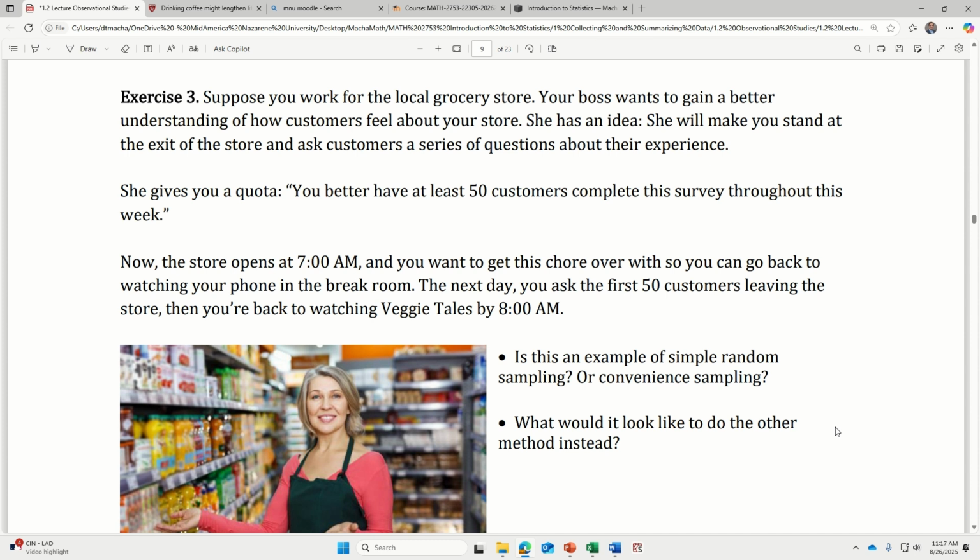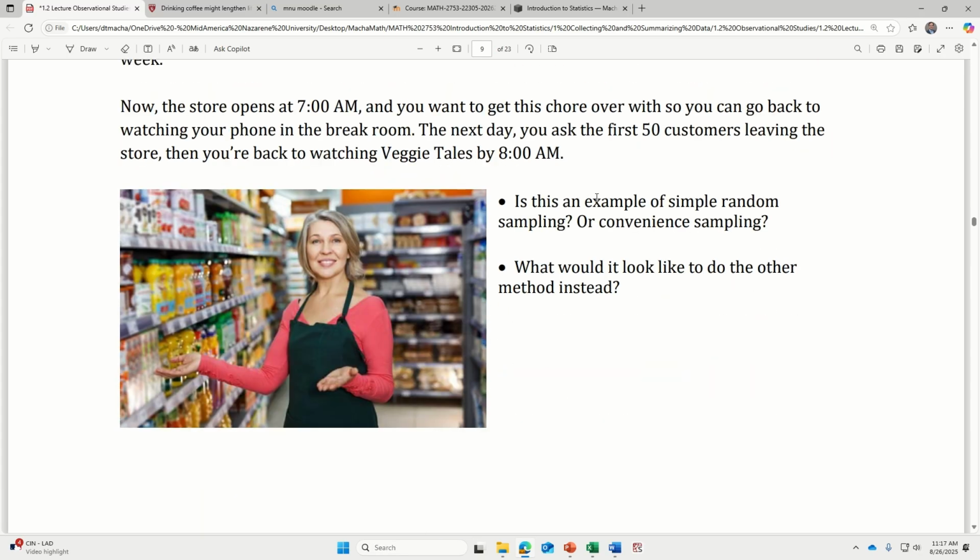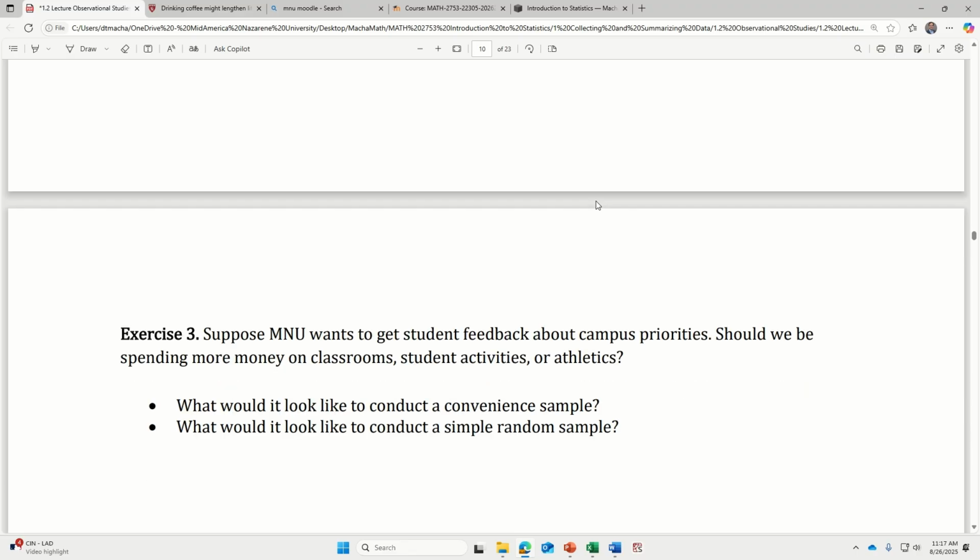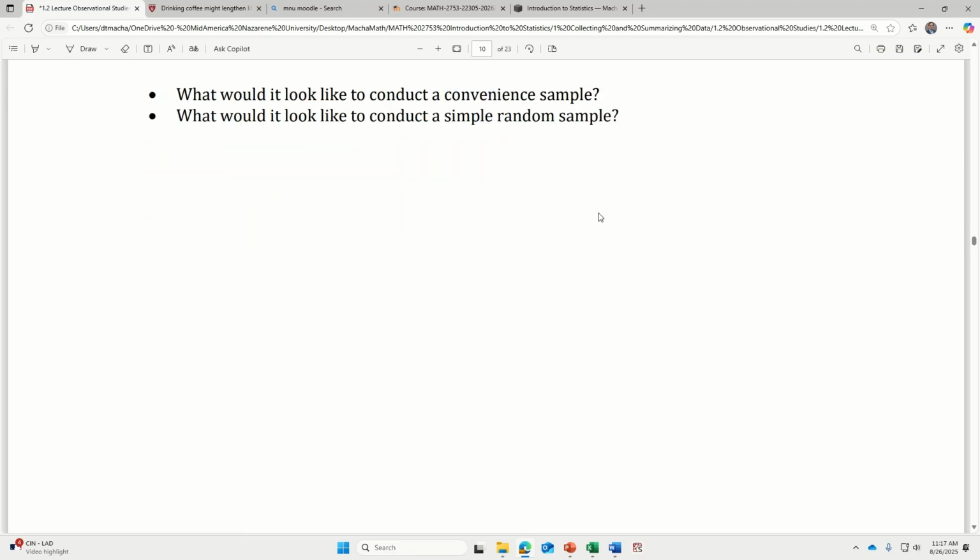And then you'd use a random number generator to select customers from that list, and you'd have to call them and try to get them to answer the phone when it's not a number that they recognize. It would be very difficult to do a simple random sample. However, if you managed to put in the effort to do a simple random sample, then you would get a more accurate picture of what's going on because your customers were randomly selected from different times throughout the week.